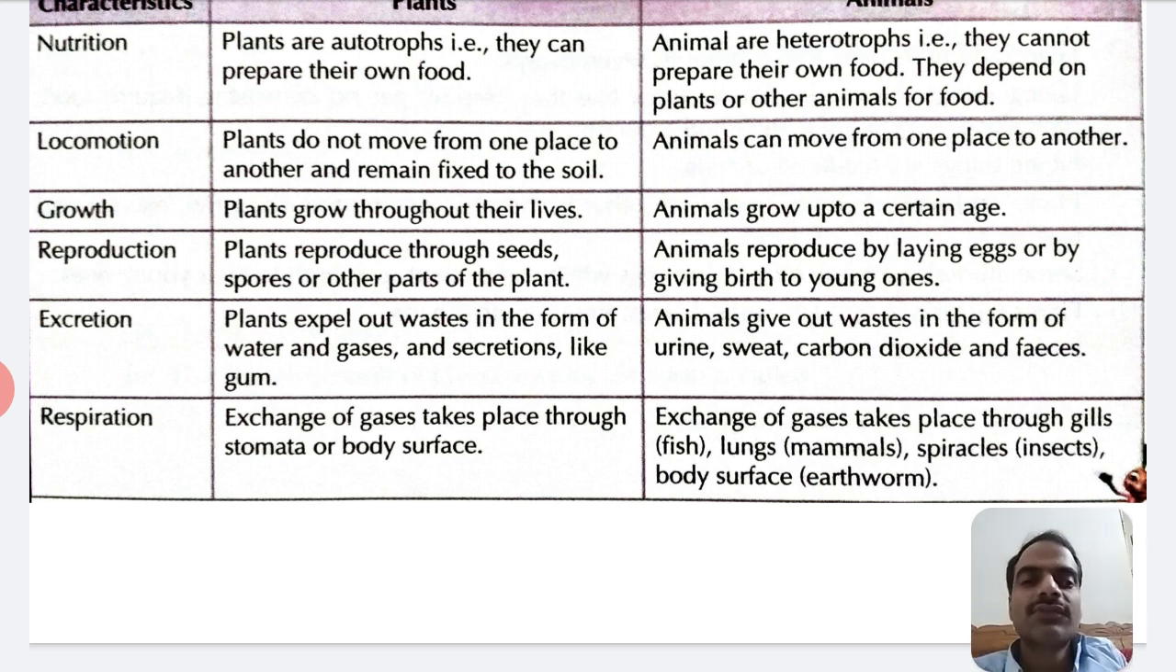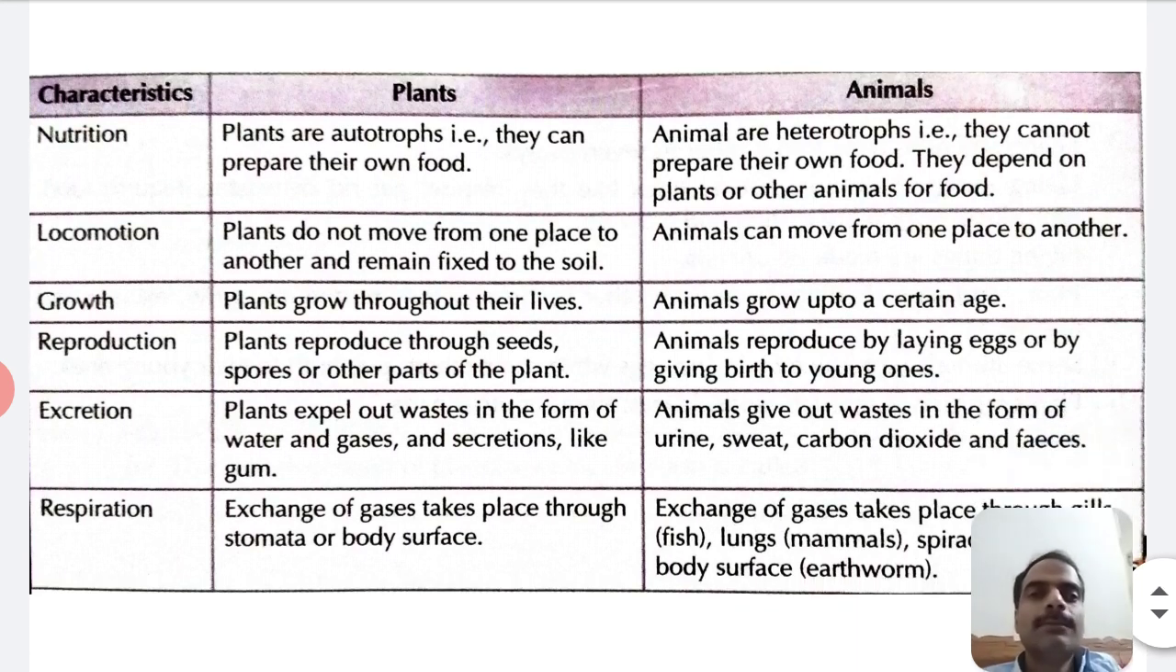In case of insects, they have spiracles, the organs through which they respire. Some animals like earthworm breathe and respire through the body surface. Exchange of gas happens from the body surface itself. So these are the differences between plants and animals.